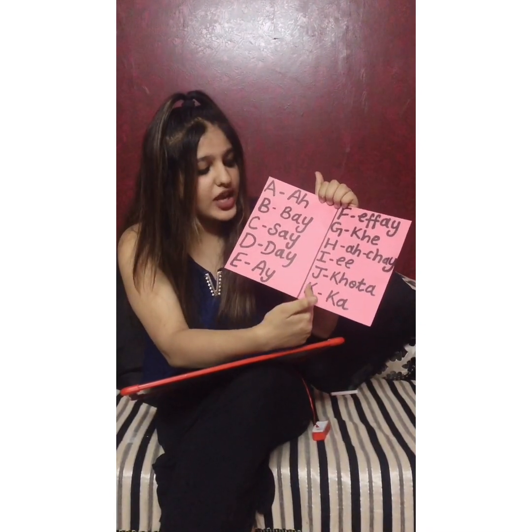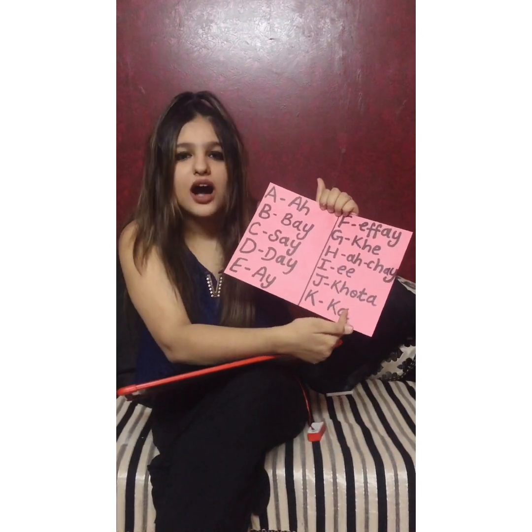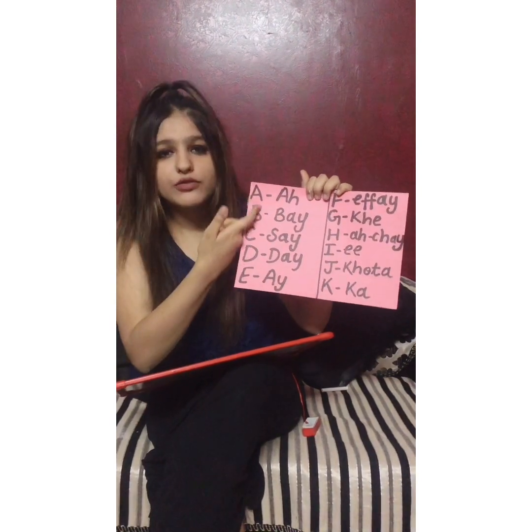I is E. J is Khota. All the Punjabis out there, J for Khota. K is Ka. Okay, so I'm going to pinpoint from here and you have to read it from there, and please honestly do read.